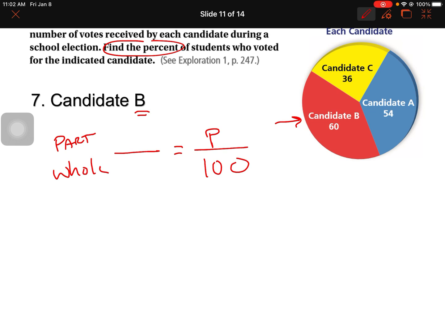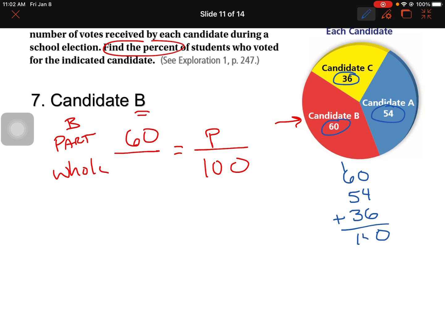Well, in this case, the part that voted for B would be 60. Now, the whole, in this case, what you'd have to recognize is the whole would be all three of those together, the whole circle. And so that would be 60 plus the 54 that voted for candidate A, plus the 36 that voted for candidate C. And so if we add those up, that's 150. So this is going to be 150. You had to add to get to that total.